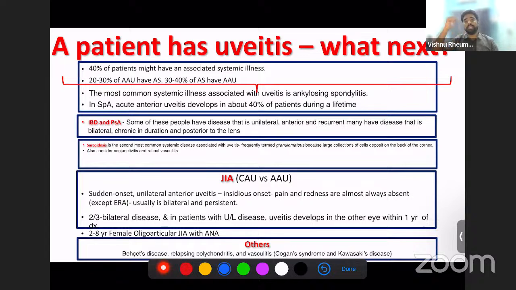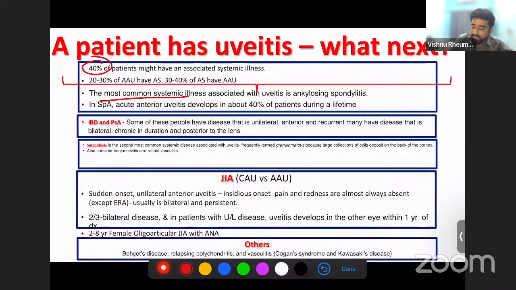So always remember, the ophthalmologist, if he doesn't have an actual cause for uveitis, he will refer to you asking for a possible systemic illness association that is there. So that does happen in 40% of the cases. 20 to 30% of acute anterior uveitis will have ankylosing spondylitis, and 30 to 40% of ankylosing spondylitis will have acute anterior uveitis.